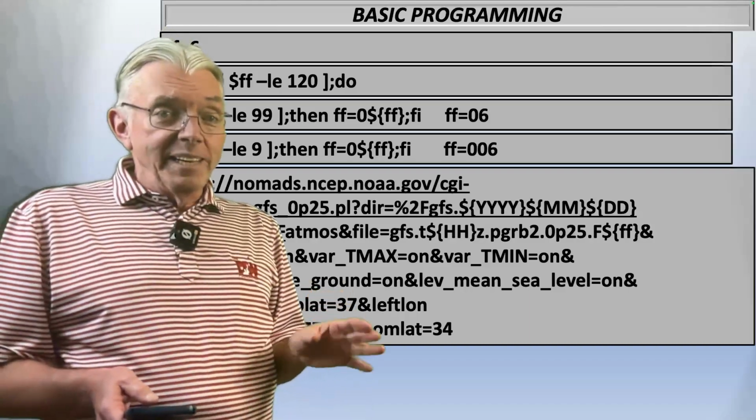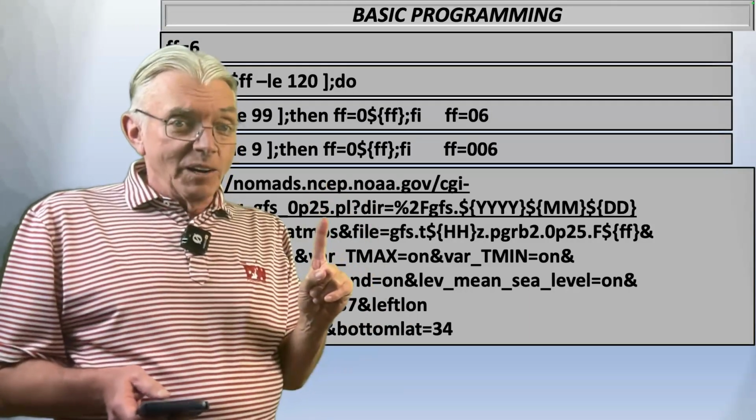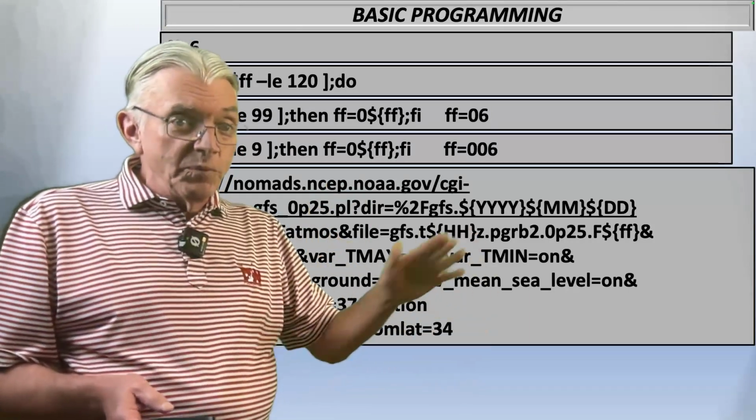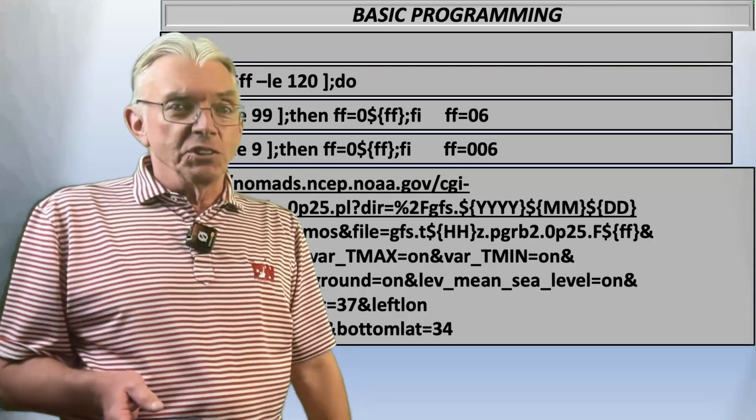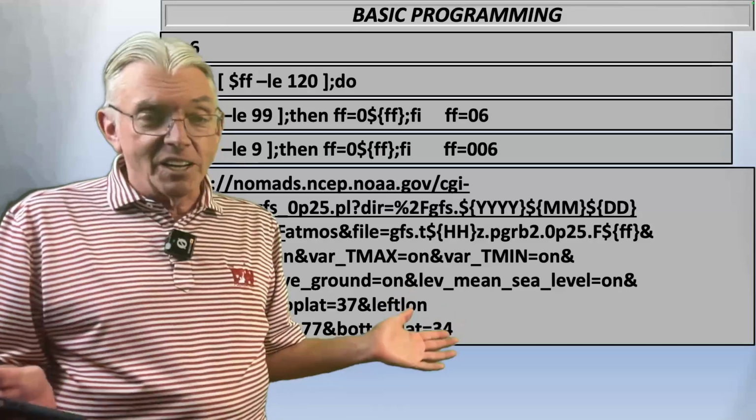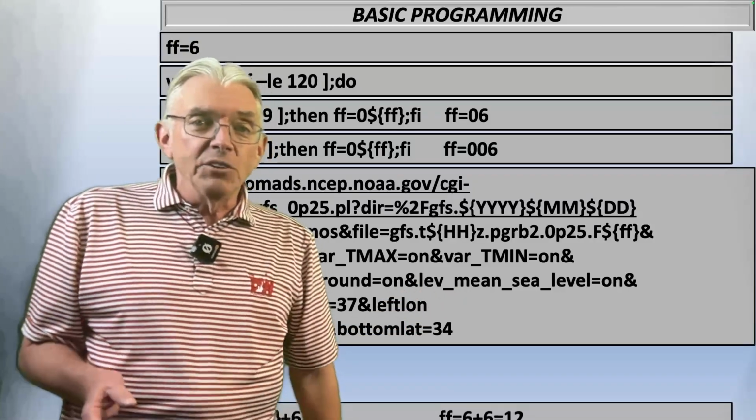Now, you have to get it back to a single character because if you don't, when you go through the loop the next time, it's going to keep adding zeros and you're going to have F00000006, and the computer's not going to know what to do with that. So how do you do that?